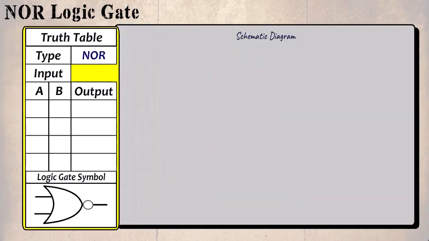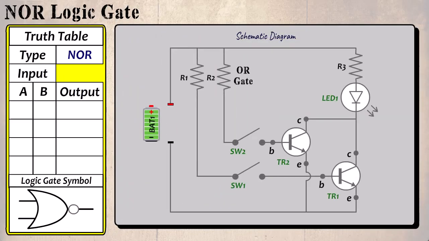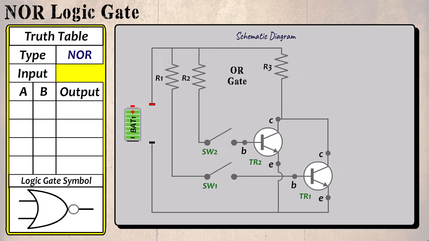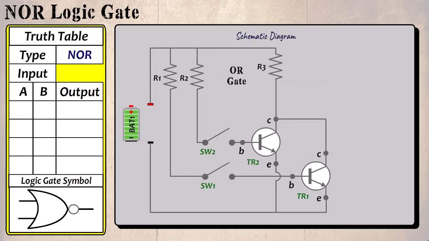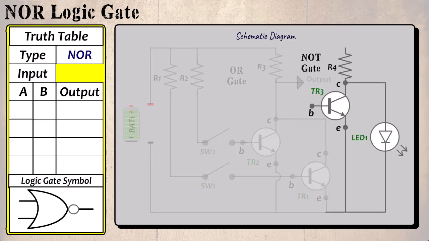Now to create a schematic diagram, here is our normal OR gate. We shall remove the LED as this is only used to give us some indication of the condition of the gate, but the output connection remains the same. Here is our NOT gate, which inverts the output signal of the OR gate.